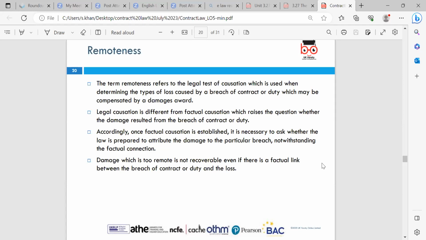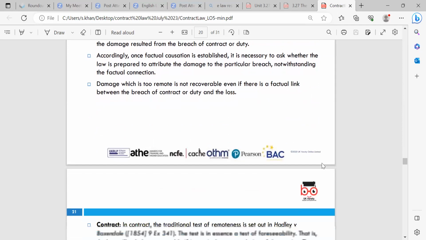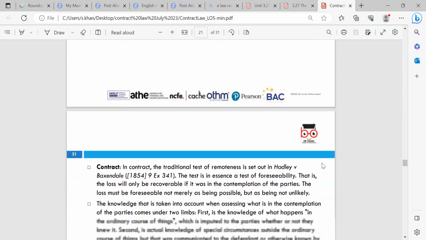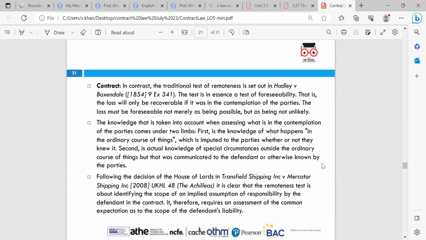The most important case we can look at in regards to the remoteness of damages is the contract one, as mentioned on the next slide. In contract, the traditional test of remoteness was set out in Hadley v Baxendale, 1854. The test is in essence a test of foreseeability, that is, the loss will only be recoverable if it was in contemplation of the parties.